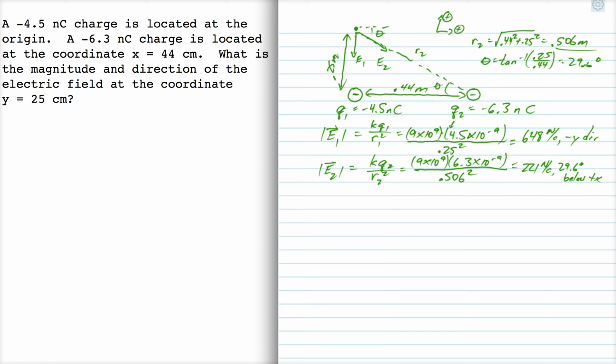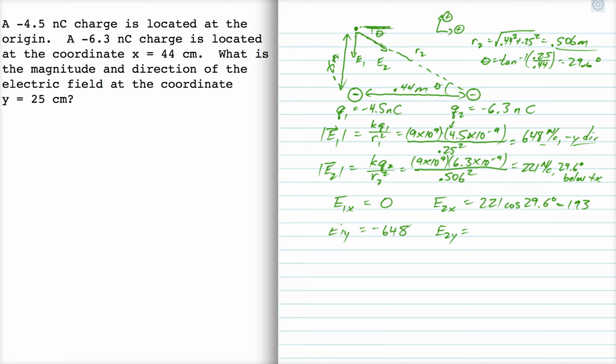Alright, so to add these two vectors, we've got to break them into components, right? So E1x is just 0, and then E2x is, well, let's see, that's going to be 221 cosine of 29.6. That's 193. Alright, E1y, that's 648 in the minus y direction, so that's just minus 648. There's my negative sign.